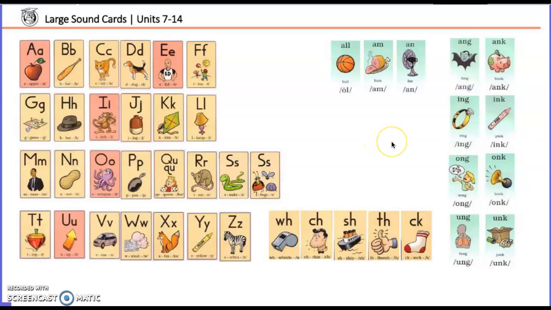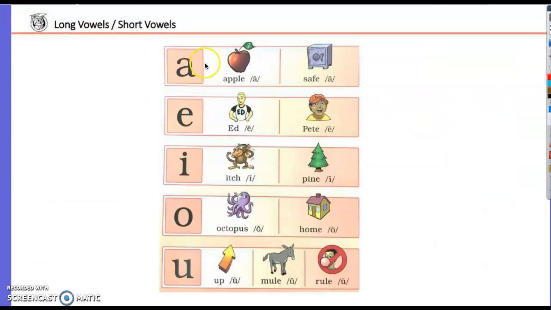Now going on over to our welded sounds. These should all look familiar right here. A-N-G, fang, ang. O-N-G, song, ong. U-N-K, junk, unk. I-N-K, pink, ink.